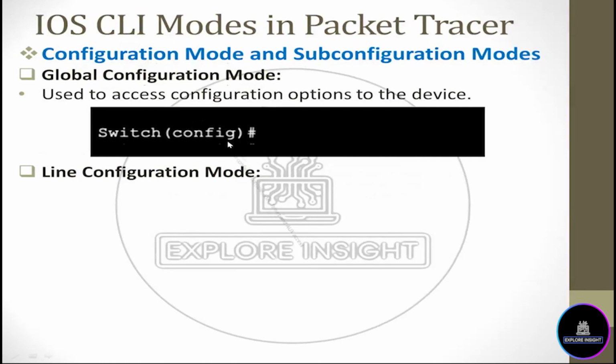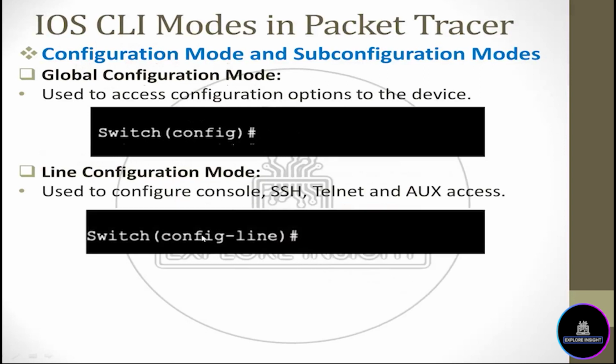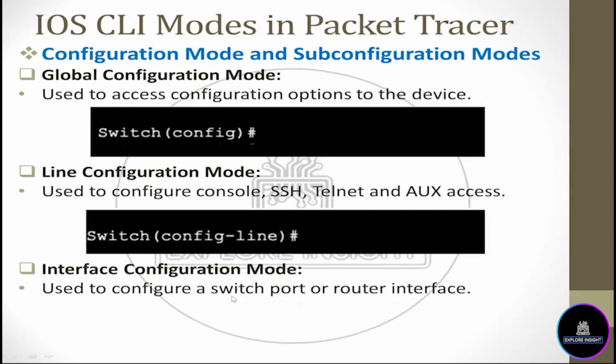The line configuration mode is used to configure the console, the secure shell, which is called SSH, the telnet, or the aux access. And how do we know that? Please note here, this is the global configuration mode, whereas this side is the sub-configuration. This side specifically shows the line configuration mode, which is how it looks. The second sub-mode I want to talk about is the interface configuration mode, which is used to configure a switch port or router interface.